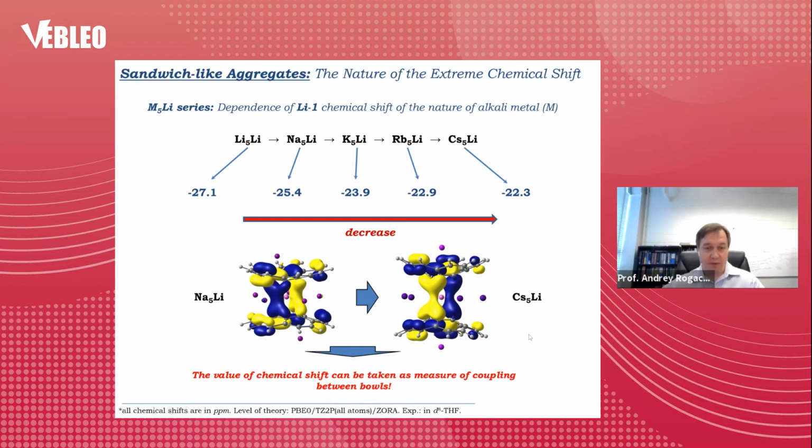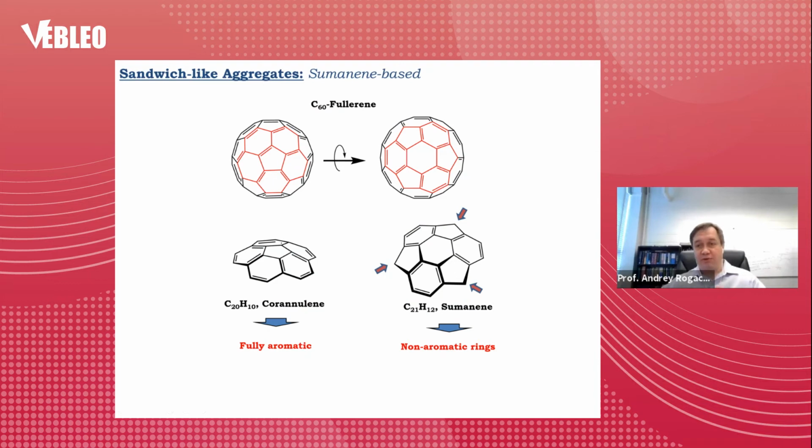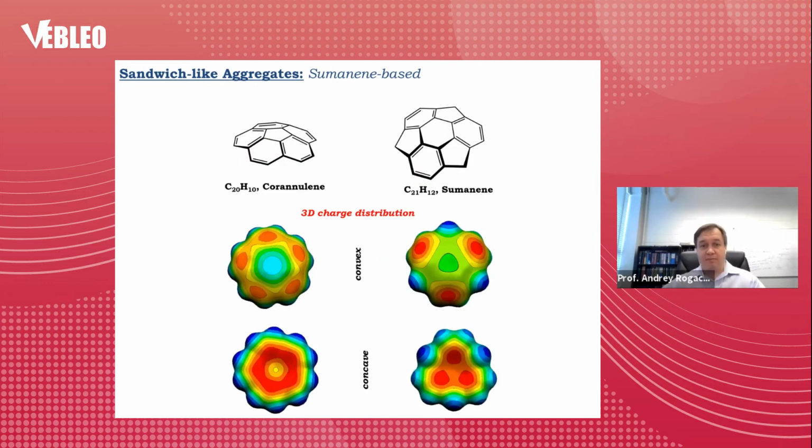between six-member rings. Then we moved further and said, okay, we know something about the corannulene molecule. What if we take another prototypic fullerene fragment? It's called sumanene. The problem with that molecule is that it's not polyaromatic. It has three CH2 fragments, shown here by arrows, that break aromaticity or conjugation in this molecule. Here we see how it influences the electronic structure and three-dimensional charge distribution in that system, which clearly shows no conjugation and no delocalization.